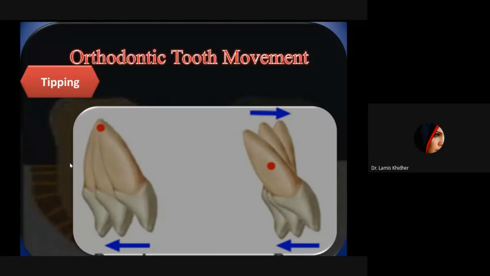A tipping movement, I can define it as a movement of the crown of the tooth in the direction of force application more than the movement of the roots. That means in the tipping movement there is movement in the crown and movement in the root apex, but the crown moves more than the root in the direction of the force, and the root moves in the opposite direction.